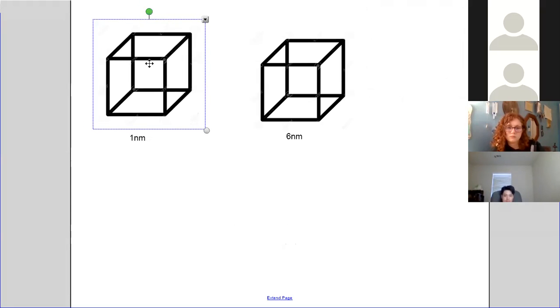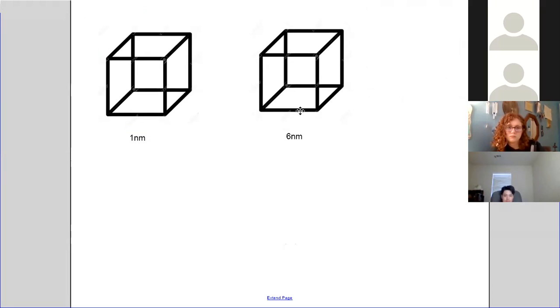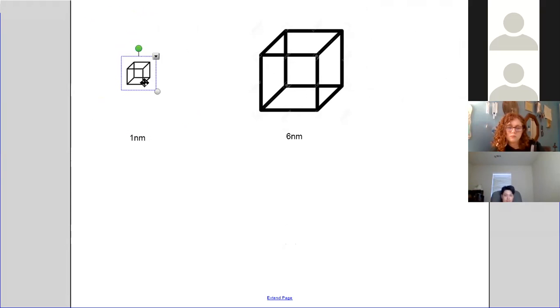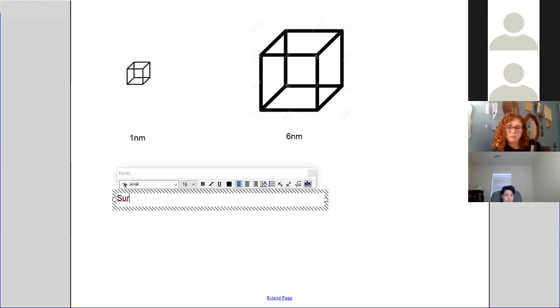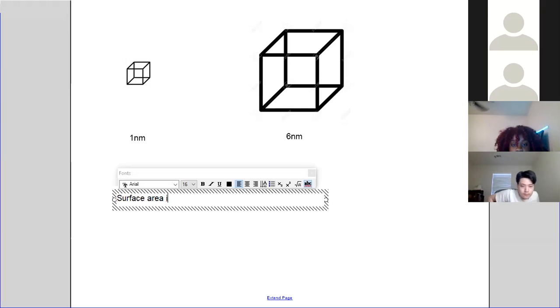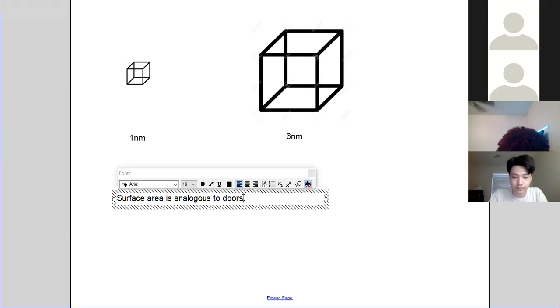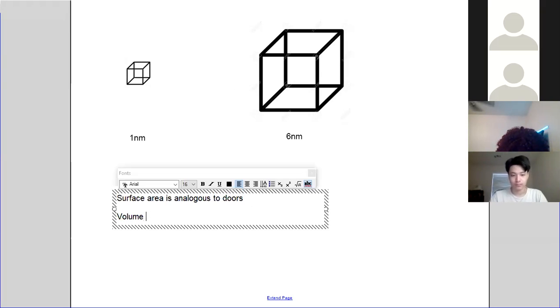So here I have 2 cubes. Let's say that this cube is 6 nanometers. This one's going to be 1, so we've got to make it a lot smaller. Let's make this guy a little smaller. I want you to think about surface area as a door. So surface area is analogous to doors. Let's say doors, plural. Now, I want you to think of volume as contents. Think of it that way for a moment.